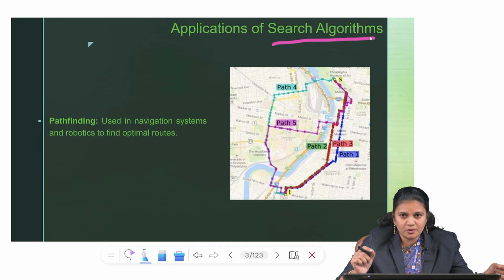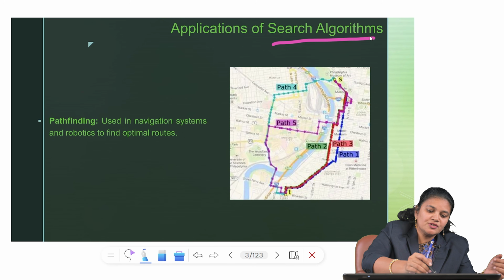So if decisions are made according to the situations, in order to make these decisions we need to follow some steps. The searching for the solution, we call search algorithms. Where do we use these search algorithms? In the development of AI.